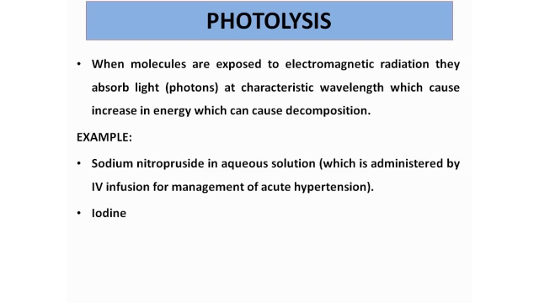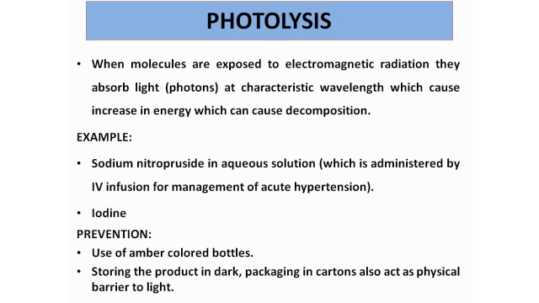So how can you prevent this type of degradation of the drug? Simple, use an amber colored bottle. If we use an amber colored, reddish bottle, this prevents light from entering the bottle, which prevents photolysis. Moreover, store the product in the dark. I hope you have all seen the manufacturer's instruction, most of the time it says keep away from light. So we have to keep the bottle away from light, that is, in the dark.